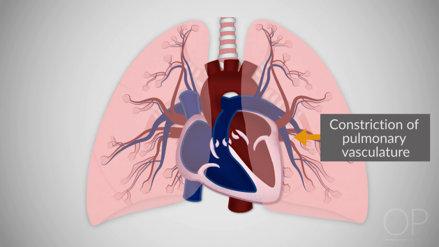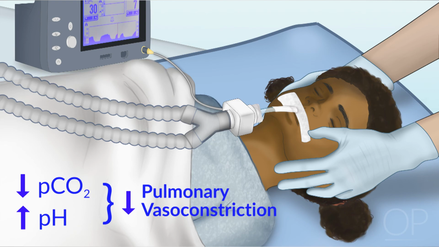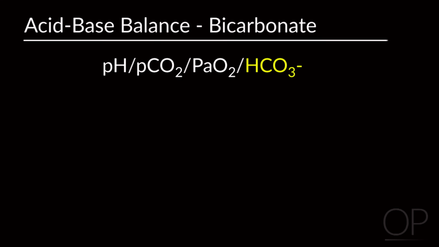A patient who is predisposed to having a pulmonary hypertensive crisis may be ventilated to a slightly lower PCO2 and higher pH to discourage pulmonary vasoconstriction. After assessing the PCO2, the next step to diagnosing the patient's acid-base condition is analyzing the bicarbonate level, or TCO2.